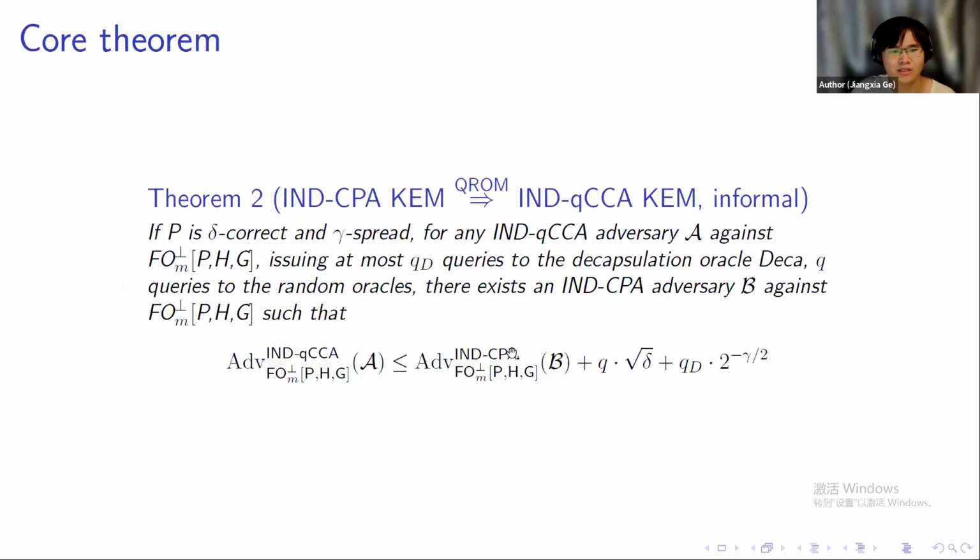Now let me talk about our techniques at a high level. The core theorem of our work is the following, Theorem 2, which shows that if the underlying PKE scheme P is correct and gamma-spread, then in the QROM, the IND-QCCA security of FO-bot can be reduced to the IND-CPA security of FO-bot. We will give a proof outline of this theorem later in this talk. So first, let me talk about how we use this theorem to answer our two questions.